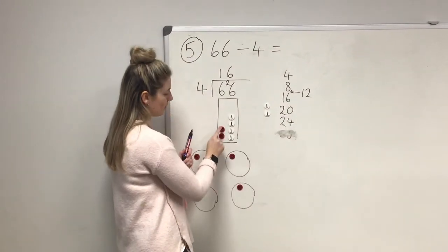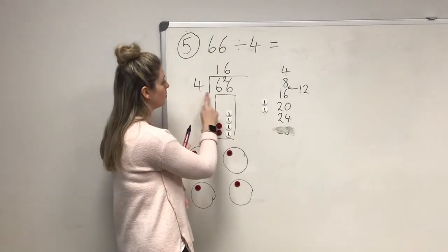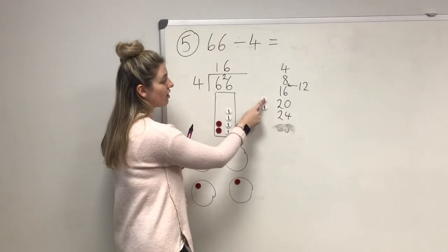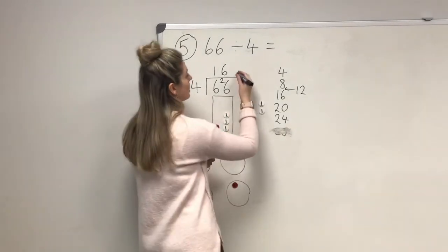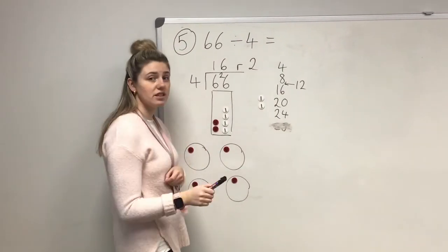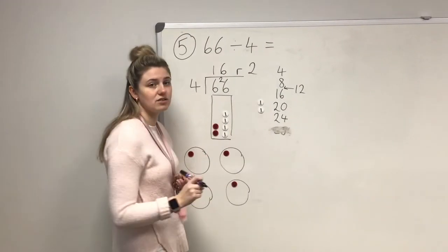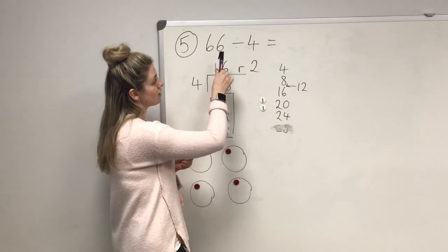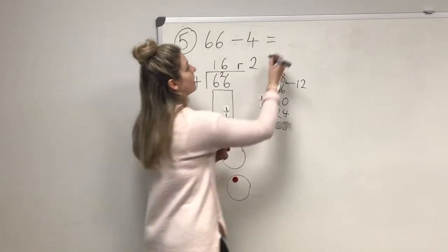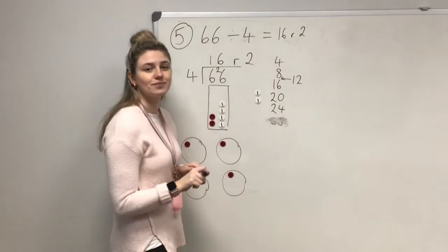So here I have 24, which is what we can make up to with our 4 times tables. Then I have 2 ones remaining. So that will be remainder 2, because the difference between 24 and 26 is 2. So 66 divided by 4 is 16, remainder 2.